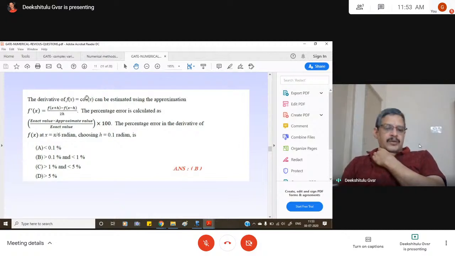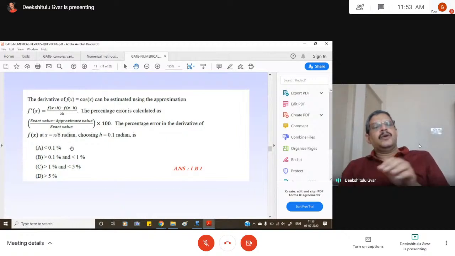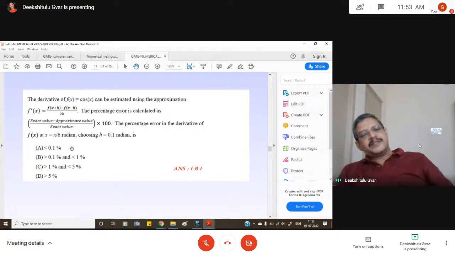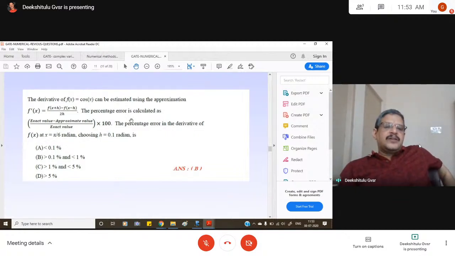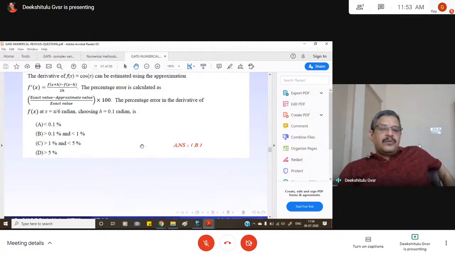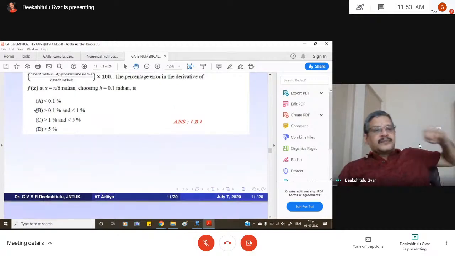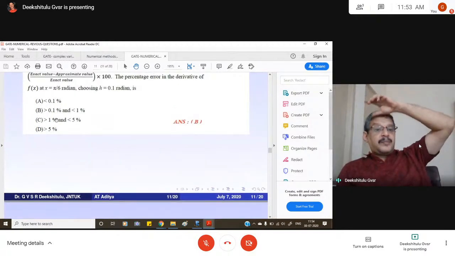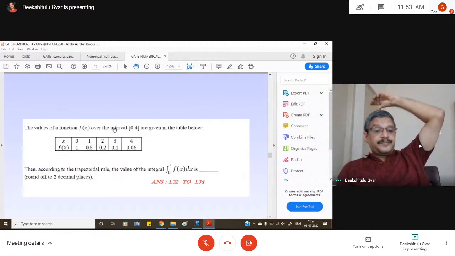an approximate value. But you know what the derivative f'(x) is. f'(x) is minus sin x, minus sin x at pi by 6. So the difference between these two by the exact value, you calculate this, and you will find out whether it is less than 0.1% or greater than 0.1%, and so on.